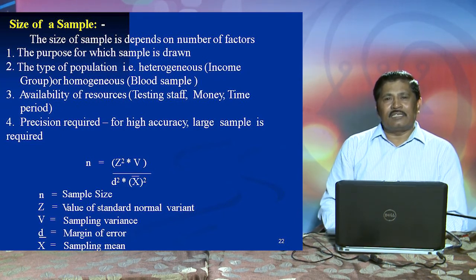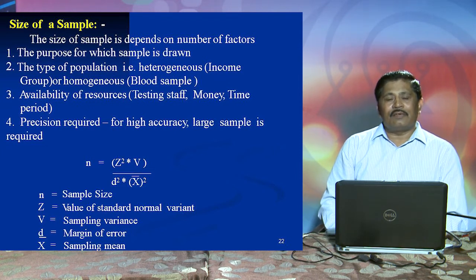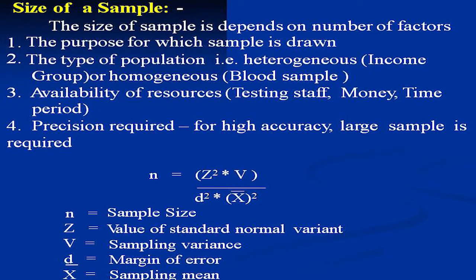Somebody says 5%, somebody says 1%, somebody says 10%. So, instead of that, there is a formula proposed by which we can find out the exact sample size required. Here, n is equal to z square into v divided by d square into bracket x bar square.